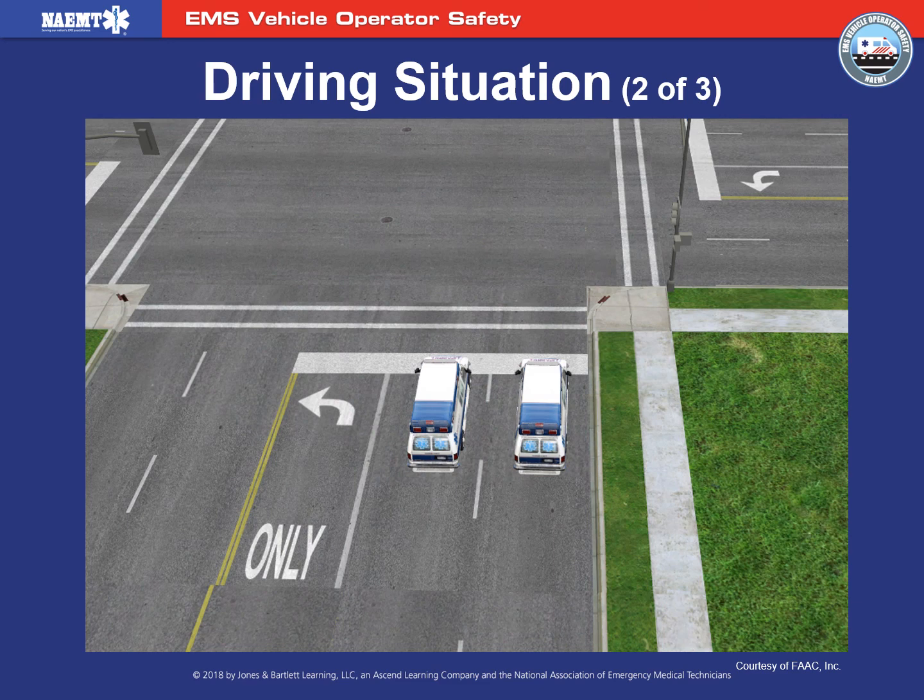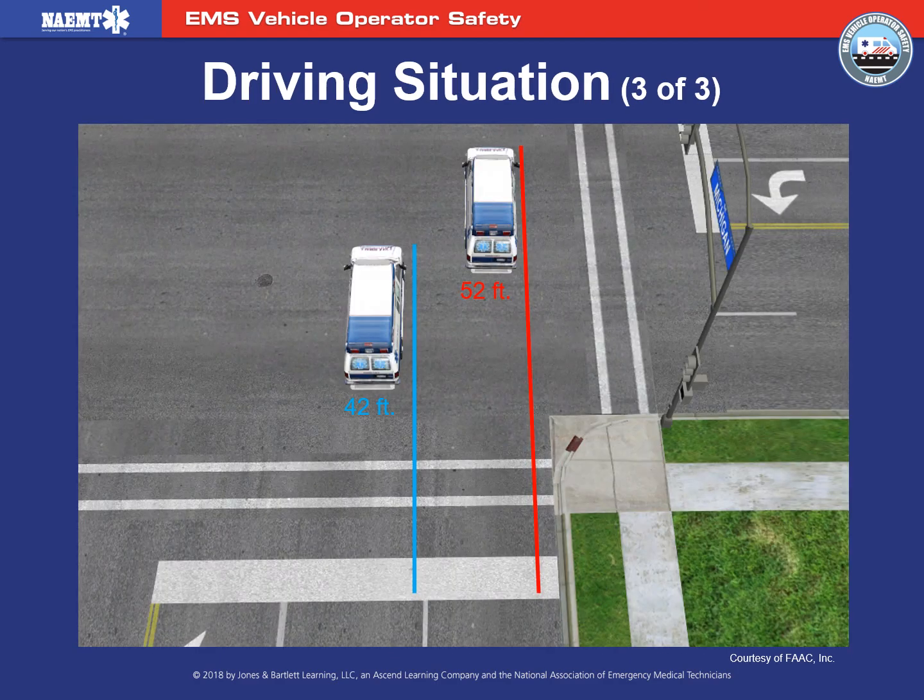In this scenario, both vehicles are traveling at 30 miles per hour and hard braking is applied at the limit line. The braking distance will be measured. What do you think the outcome is going to be for the one on the right? The vehicle to the left, which is the good vehicle, stopped within the specifications of 42 feet. The vehicle on the right, which is the problem vehicle, stopped outside of its specifications at 52 feet.